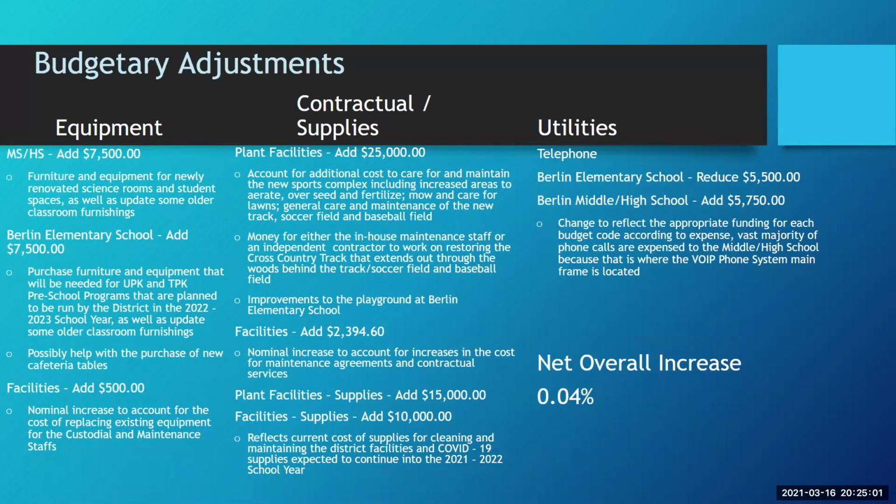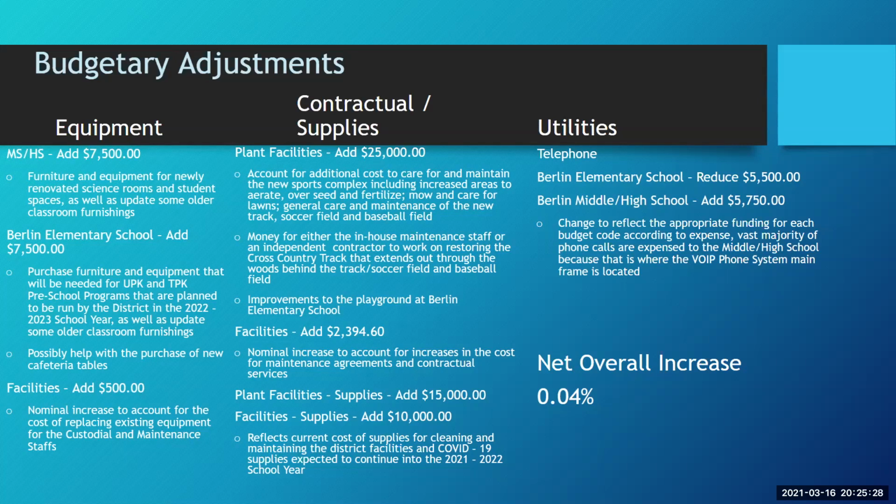So they're in the equipment line, and we've built into the budget for the next school year to add $7,500 to the middle school, high school furniture budget code. And that is for furniture and equipment for the newly renovated science rooms and spaces, as well as an interest expressed by the principal to update some older classroom furnishing.